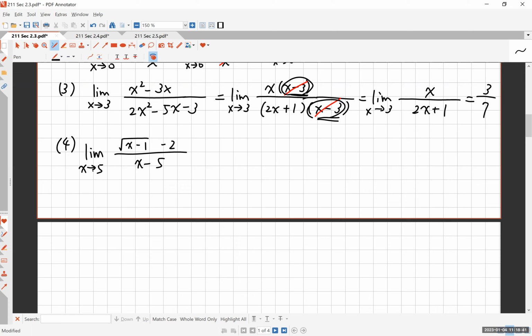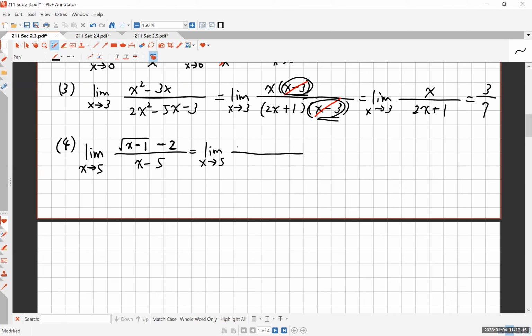All right, try to plug in 5. Oh, this is not even a rational function because the top is not a polynomial. I hope you understand that. As soon as you see a square root, that ceases to be a polynomial. So when you plug in 5, you get square root of 4 minus 2, that's 0. And then 5 minus 5, that's 0. Again, 0 over 0. So you can't just plug in directly. You can't even factor in this case, right? So what can you do?